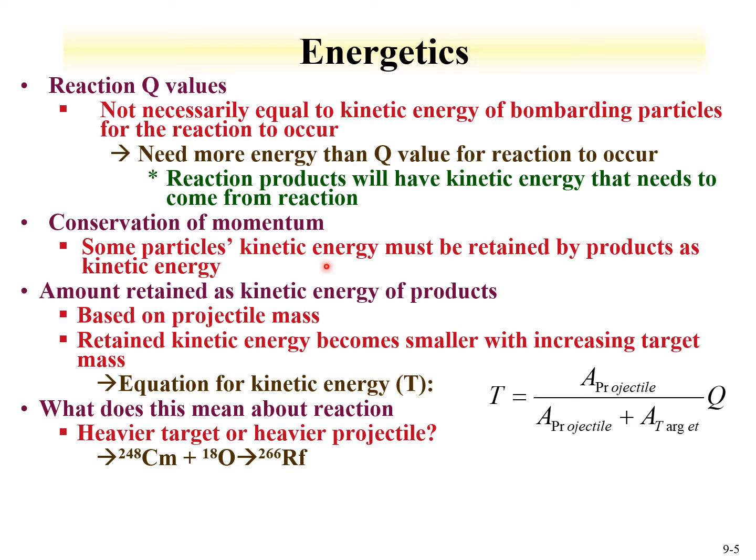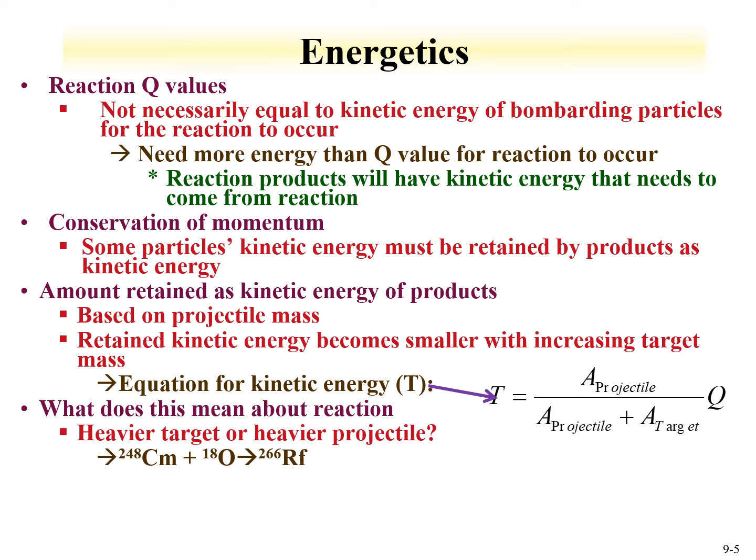The amount that's retained as kinetic energy of the products is based upon the projectile mass. The retained kinetic energy becomes smaller as the target mass increases, with the equation listed here, where I take the Q value and multiply it by the mass of the projectile divided by the mass of the projectile plus the mass of the target. That gives the kinetic energy that's necessary for the reaction. We'll see this eventually leads to something called the threshold energy.